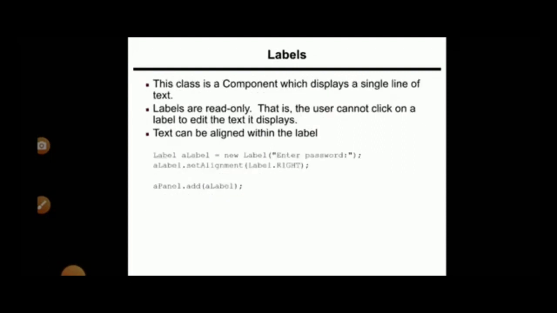And label. Label is a class component which is used to display a single line of text. For a label you have to create an object. Label is a class, so a label object is equal to new Label of, then you have to give the label value. For example, you can give the caption as enter password, so it creates a label with the caption enter password.